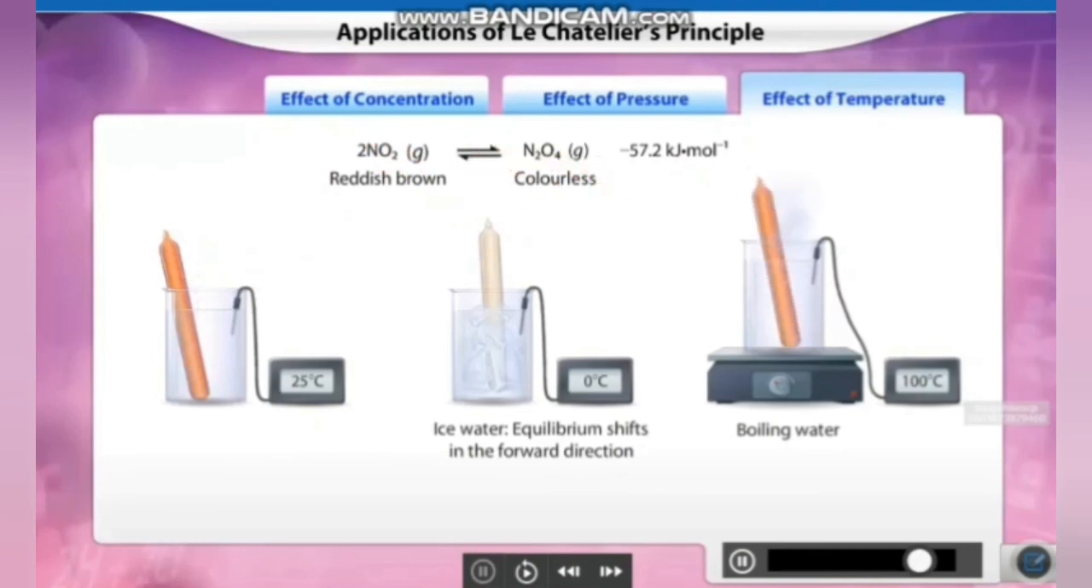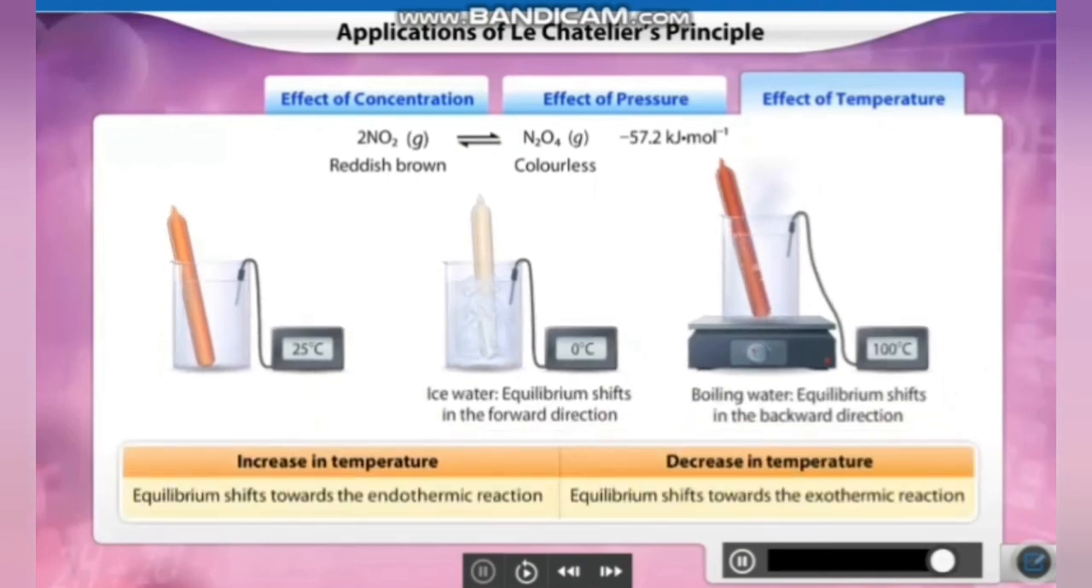When the test tube is placed in boiling water, the color turns darker. That is, the reaction is endothermic in the backward direction. Therefore, on increasing the temperature, the equilibrium shifts in the formation of reddish brown nitrogen dioxide. Therefore, increase in temperature, equilibrium shifts towards endothermic reaction, and decrease in temperature, the equilibrium will shift towards the exothermic reaction, which is the evolution of heat.